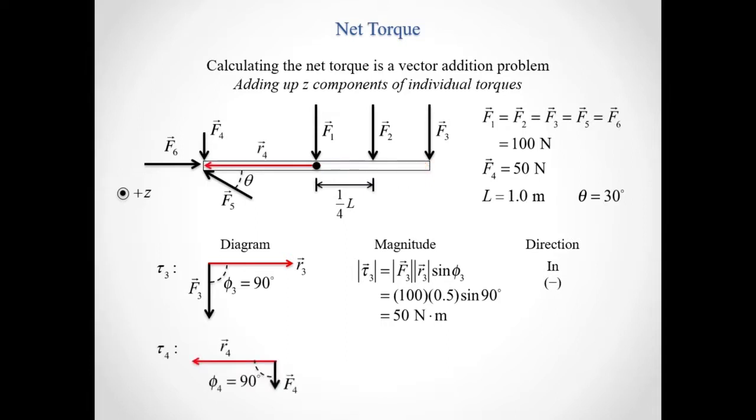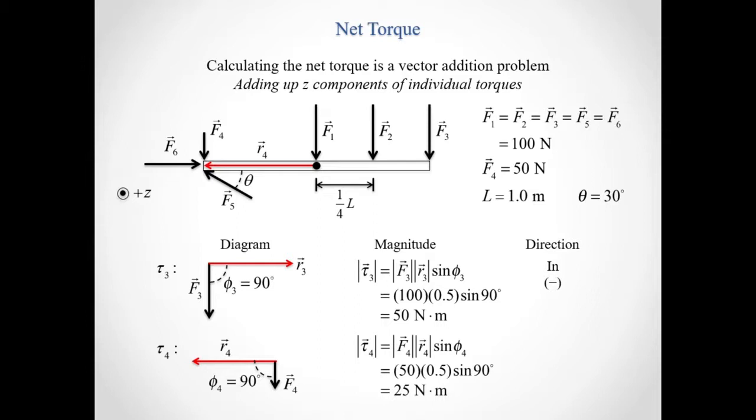Force 4. Well, now force 4 acts on the left end of the rod. So for starters, the position vector flips around. It now points to the left. Again, force 4 acts perpendicular to the rod, so the angle between those two vectors is still 90 degrees. I can calculate the magnitude: the magnitude of the force, the length of the position vector, and the sine of the angle between them.